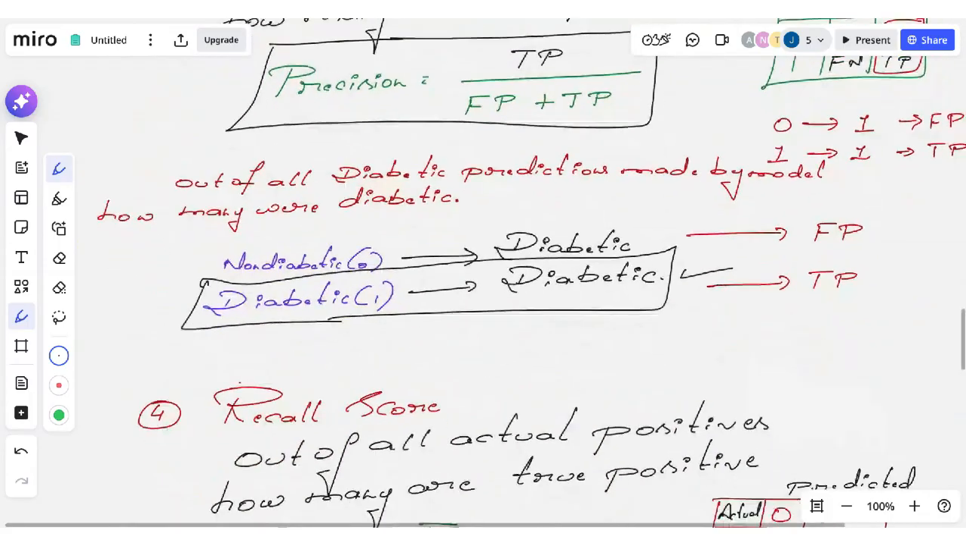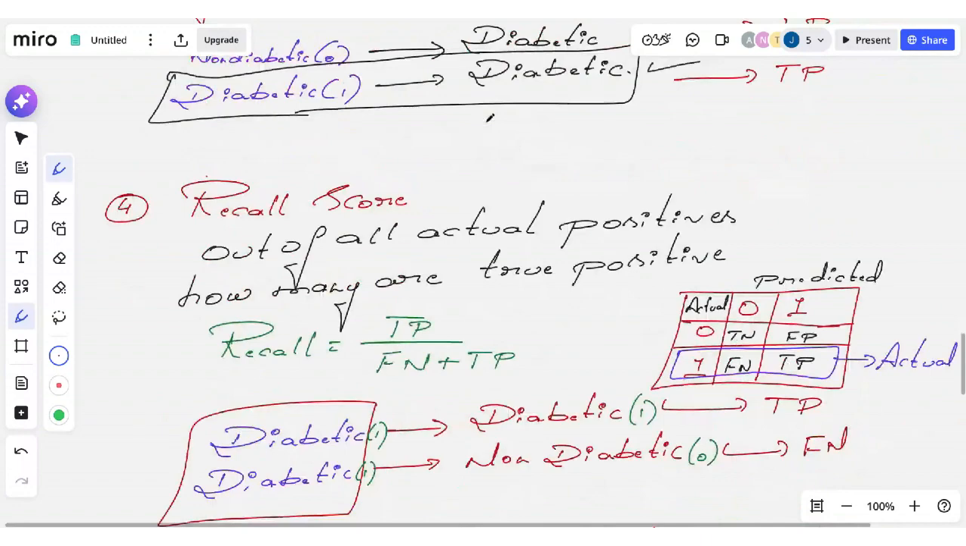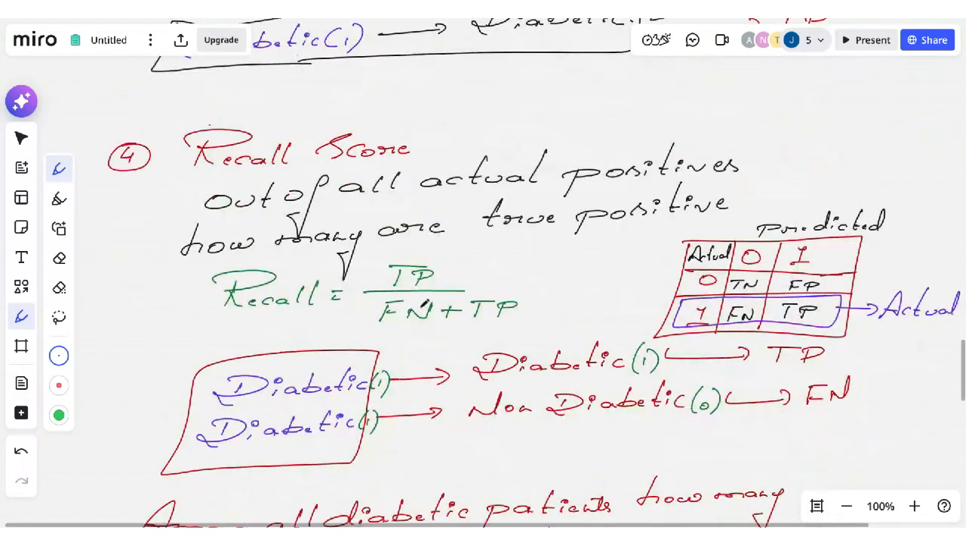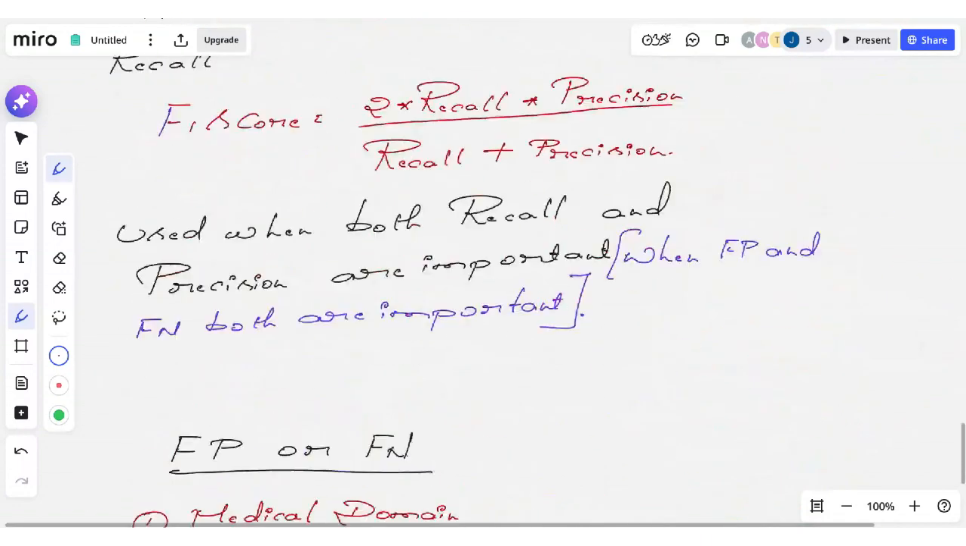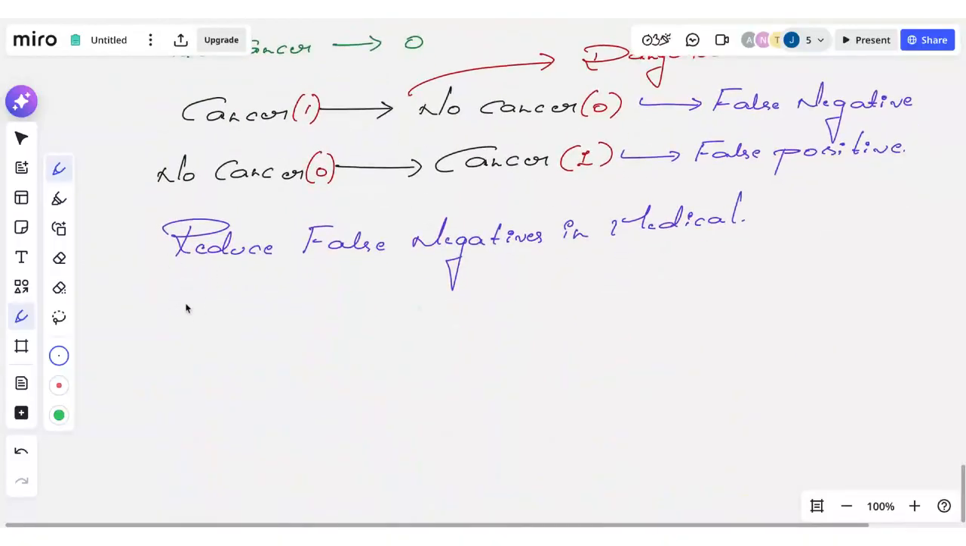Look into the formulas. Precision focuses on false positives, recall focuses on false negatives. Understanding what should be used in the medical domain: use recall.